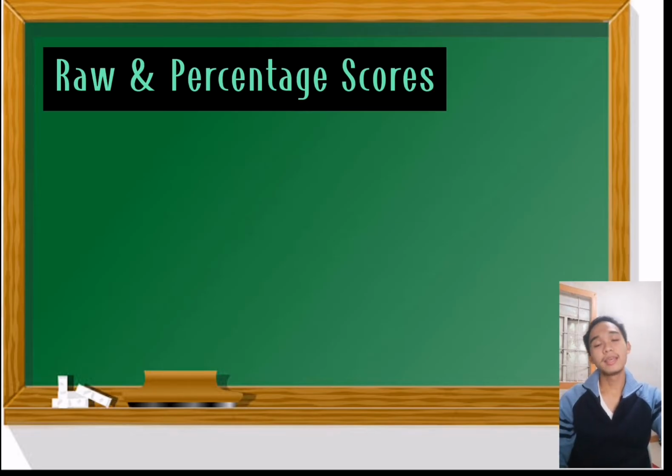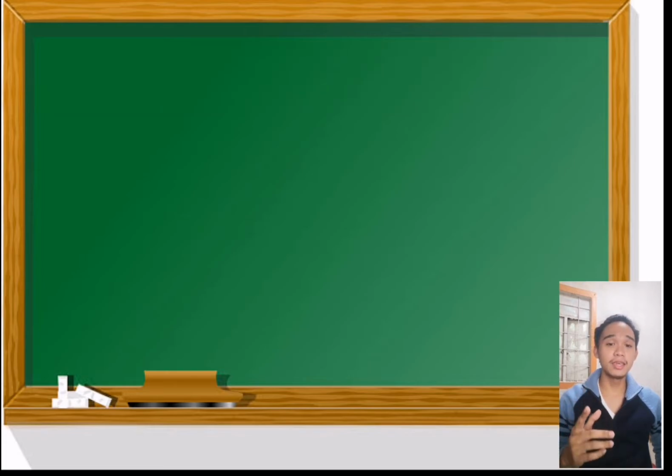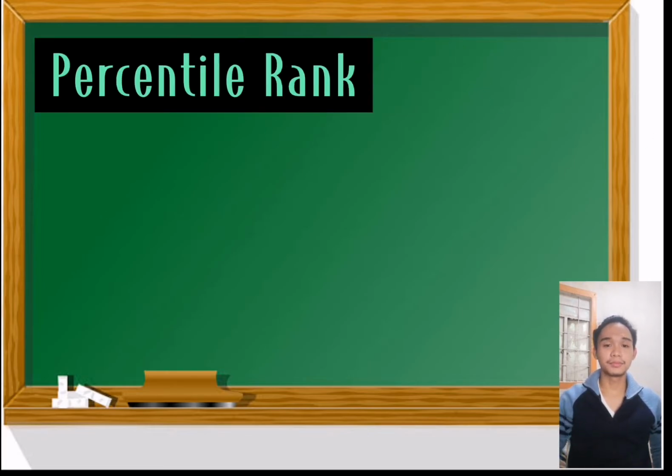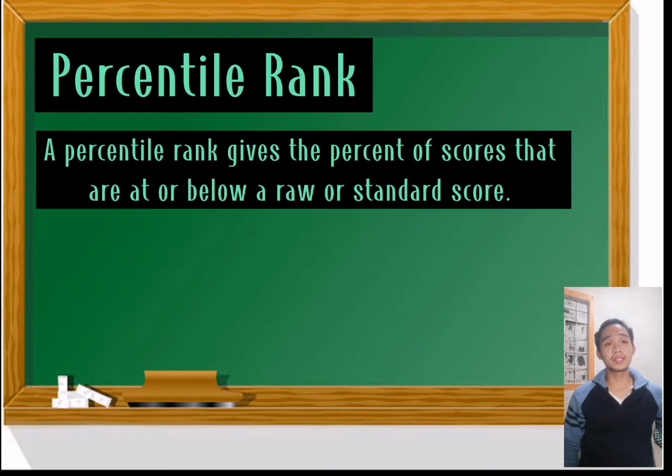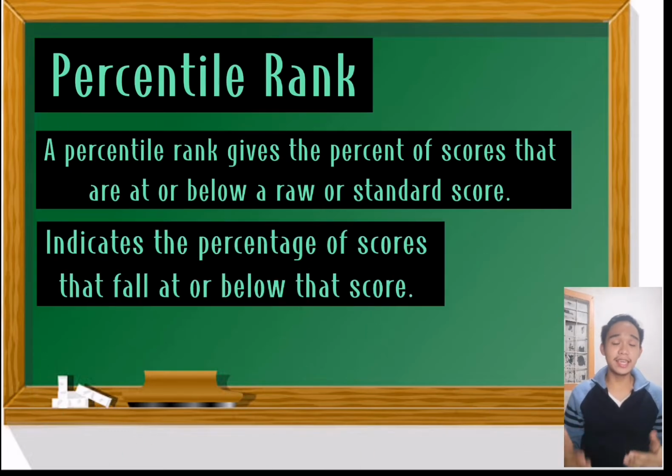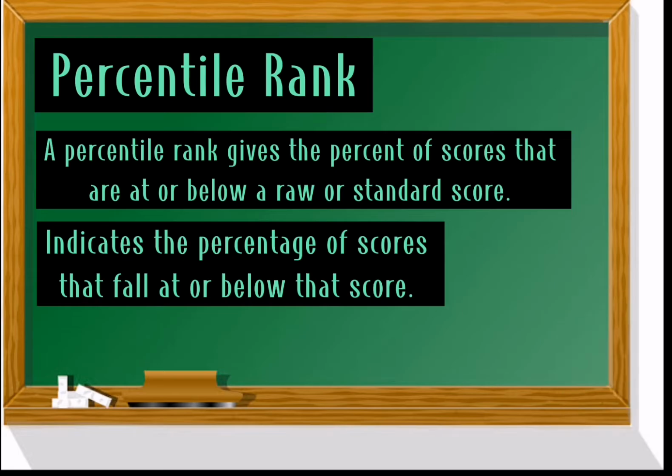Not so bad, right? Now, let's proceed to another type of test scores, which is the percentile rank. A percentile rank gives the percent of scores that are at or below a raw or standard score. So basically, it just indicates the percentage of scores in the distribution that fall at or below that particular score.